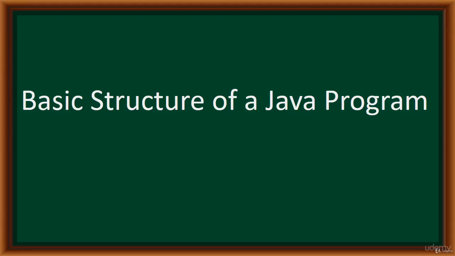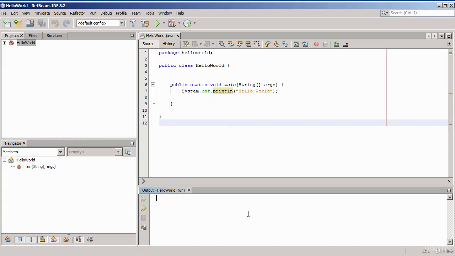Hello and welcome. In this lecture, we are going to look at the basic structure of a Java program. In our previous lecture, we created a program called Hello World that outputs the words Hello World on the screen. And this here is the structure of the code. Okay? So we're going to go through each of these lines to explain what they do.